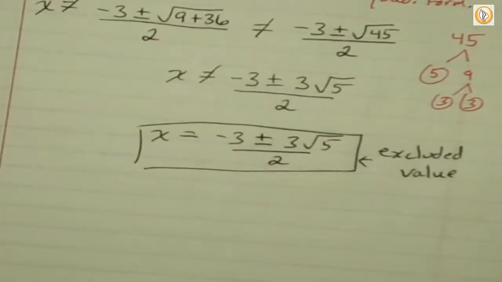Now we talk about simplifying. All of that was just on how to find the excluded value. Now we're going to talk about simplifying. This isn't bad.